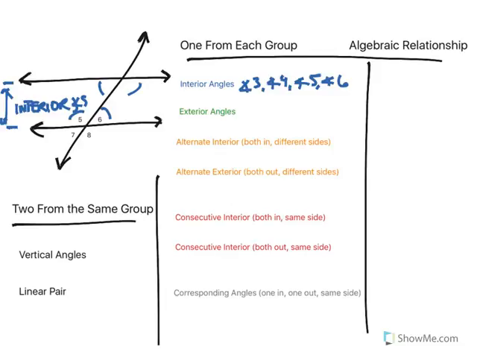Now all of the angles that are located outside of the parallel lines, all of the angles up here and all of the angles down here, are exterior angles. And we can classify those as 7, 8, 1, and 2. Those are all exterior angles.